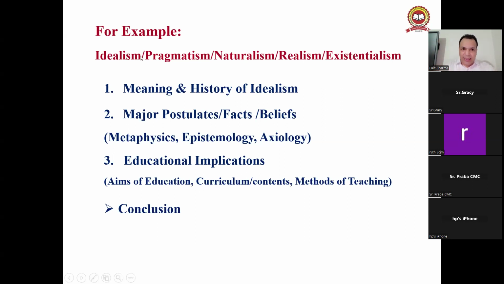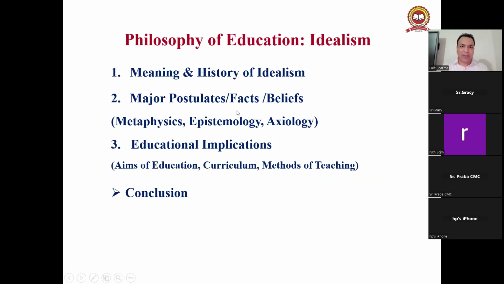Got it? So these are all the isms, and keeping in view these 3 things, you have to define all Western schools of philosophy, all Indian schools of philosophy, and other parts also, with respect to education. I'm giving you one example. I'm starting with idealism, one Western school of education. In idealism we will discuss the meaning and history of idealism, major facts of idealism. Under the major facts, metaphysics, epistemology, and axiology. And again educational implications: aims of education, curriculum, and method of teaching, right?